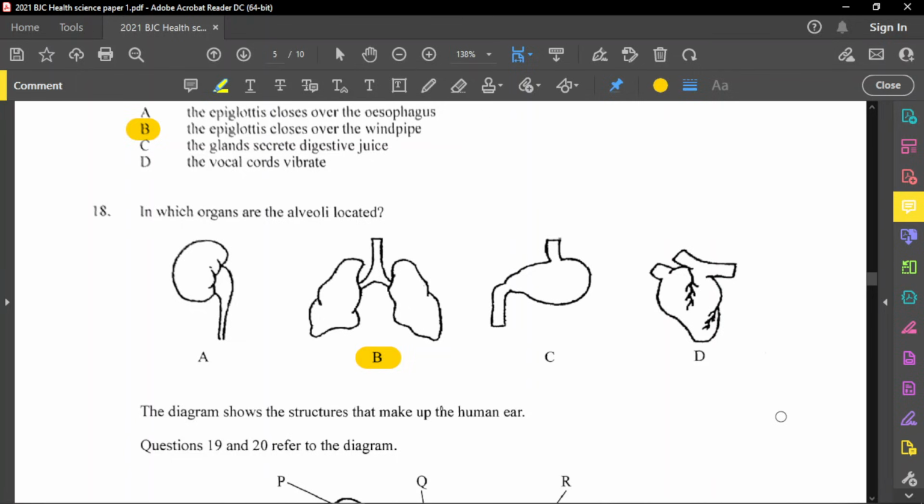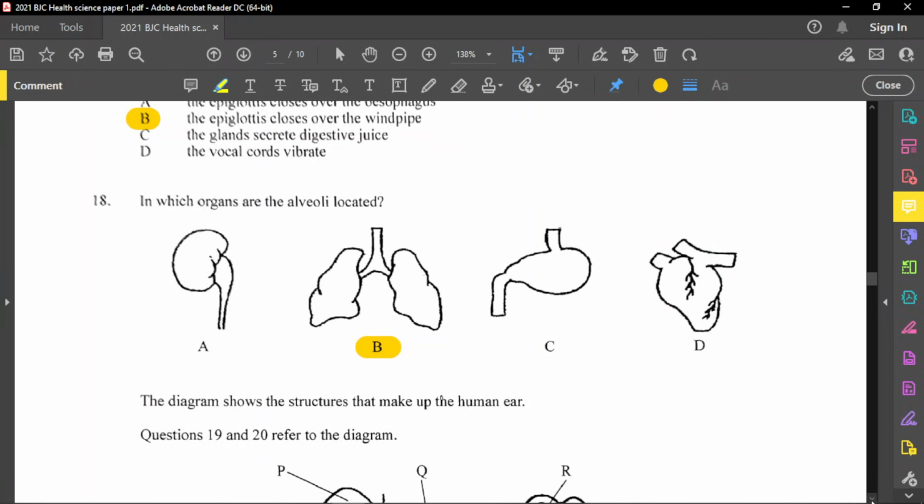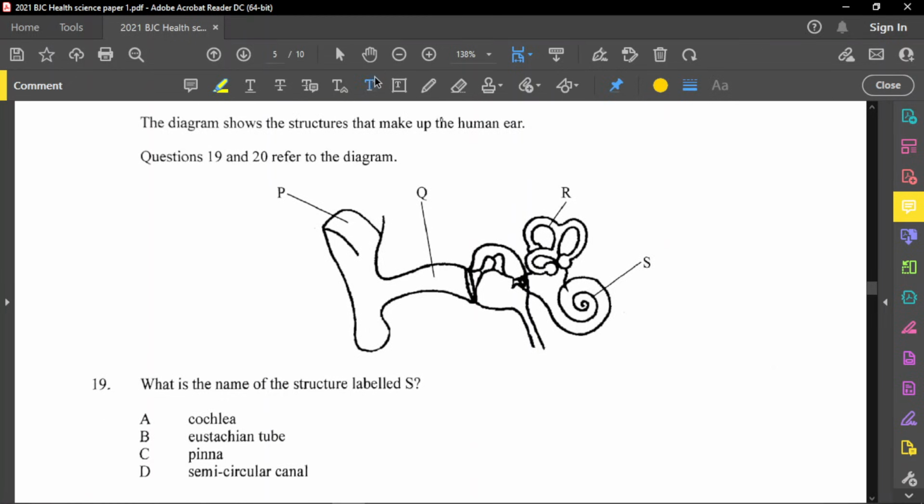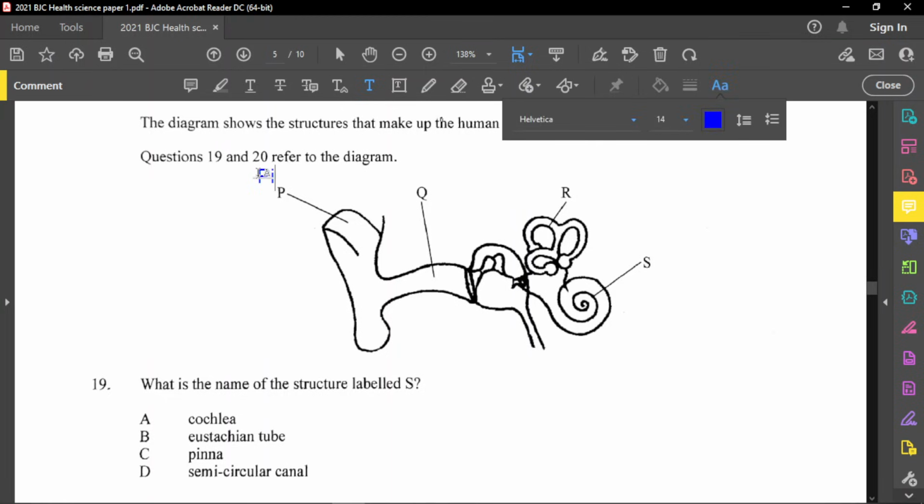All right, so yeah. Next question here is that the diagram shows the structure that make up the human ear. It said questions 19 and 20 refer to the diagram, and we can actually quickly label. Let me quickly label this for you. So on the outside of the ear, we have what we call the pinna. All right, so this is the pinna on the outside of the ear, and then we have here the auditory canal.